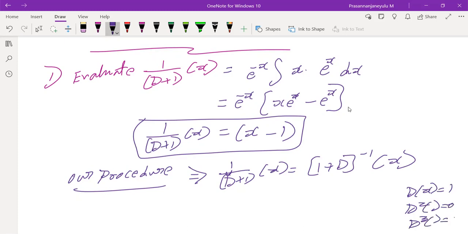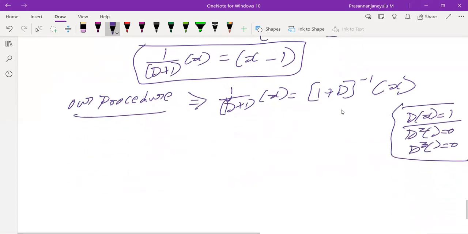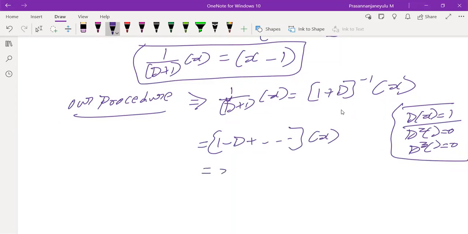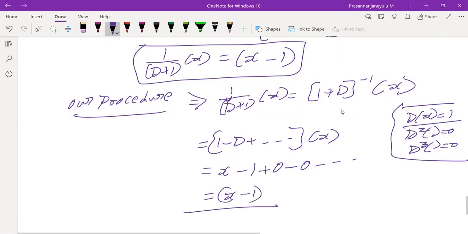Because of this reason, we have to expand the 1 plus d whole power minus 1 formula up to only the first power, which is equal to 1 minus d, plus and so on, the rest of the terms. Now multiply each and every term with x. So the first term becomes 1 into x is x, minus differentiation of x is 1, plus the remaining terms will become zeros. So the final answer is x minus 1. We got the same answer even using that formula.